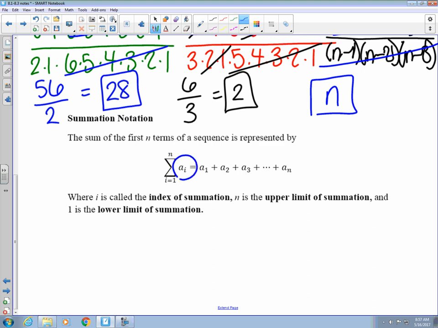So the rule is our a sub i. That's going to be the same thing. It would look the same as a sequence rule. Starting with 1 is the number we're plugging in first, that bottom number, and n is going to be our stopping number. So we're going to add up all the terms from 1 to n, and we're going to get one answer.